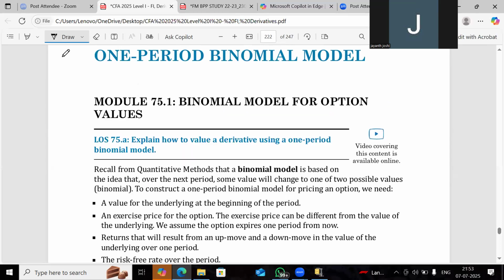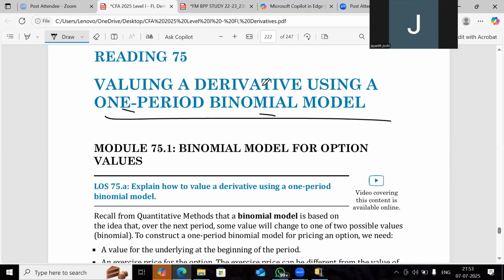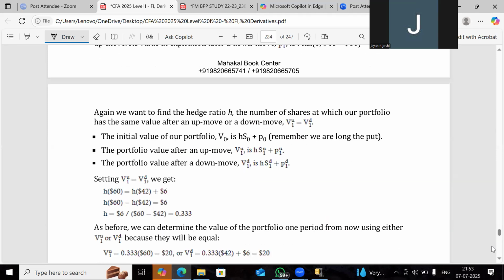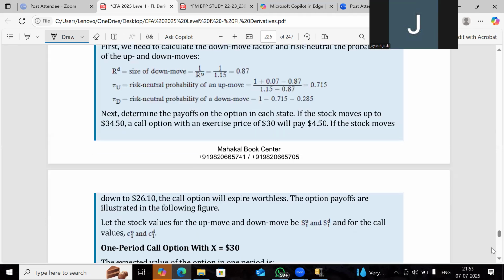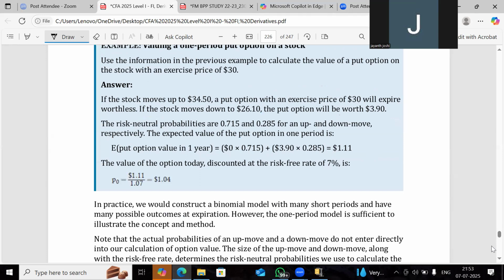The last chapter, very important. The binomial model, valuing a derivative using a one period binomial model. So here we are going to find out the value of the call option and put option. This chapter is the final chapter of derivatives, very crucial. We'll do that in the next coming session. Tomorrow I'll finish this and the next class is this. That will be the end of derivatives.